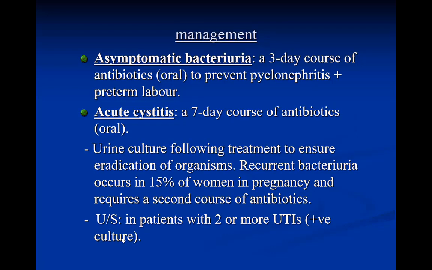Asymptomatic bacteriuria: a 3-day course of oral antibiotic to prevent pyelonephritis plus preterm labor. Acute cystitis: we give a 7-day course of oral antibiotic. Urine culture following treatment to ensure eradication of the organism. Recurrent bacteriuria occurs in 15% of women in pregnancy and requires a second course of antibiotic.